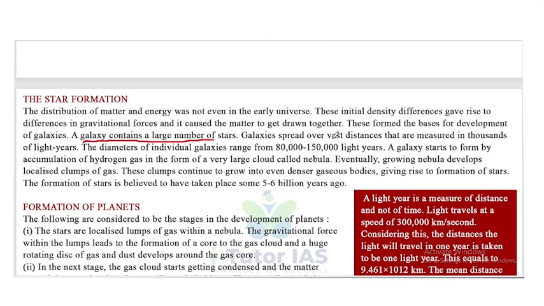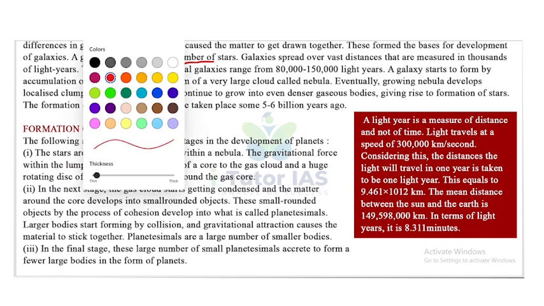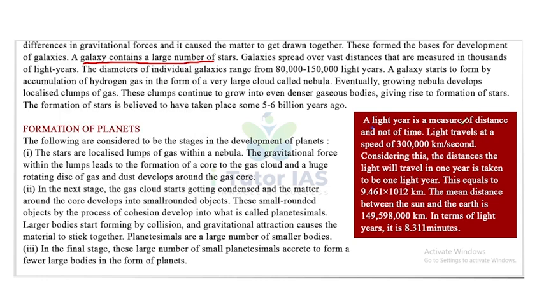Galaxies spread over vast distances that are measured in thousands of light years. So what is a light year? A light year is a measure of distance and not of time. It's not the measure of time.